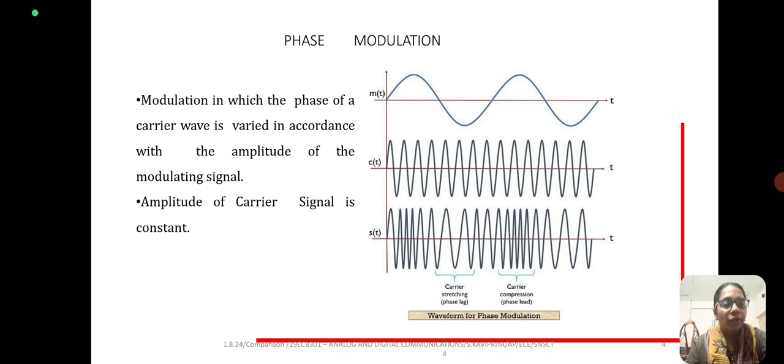So based on the input signal, when the input signal is maximum, there will be one phase, and when the message signal is minimum, then there will be a change in the phase of the carrier signal.